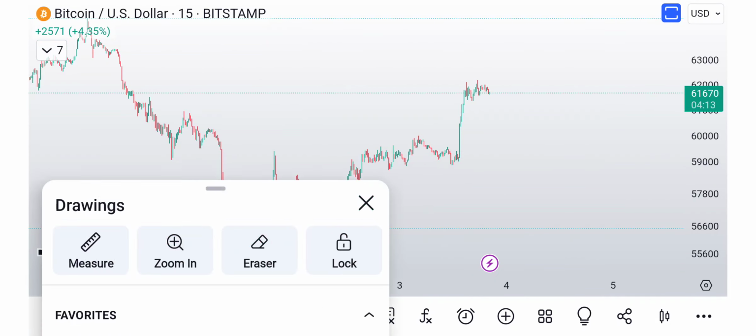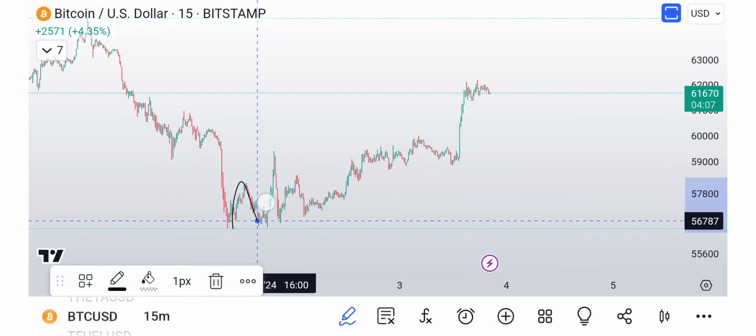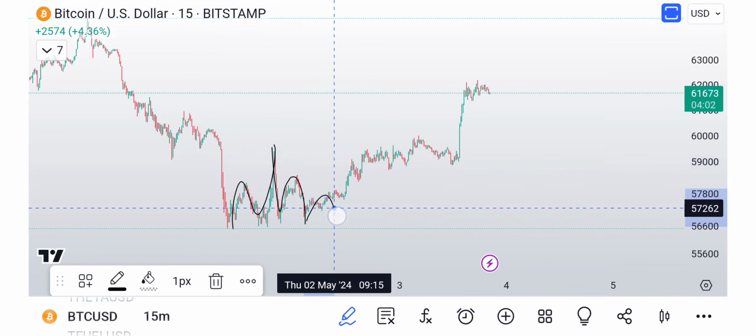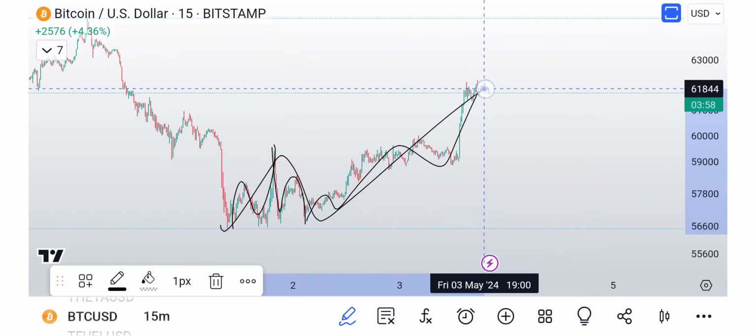I won't lie. On the 15-minute chart, we have 3, and then we have 5. 1 2 3 4 5. So we have an A, B, and then a C. So this is a three-wave move here.